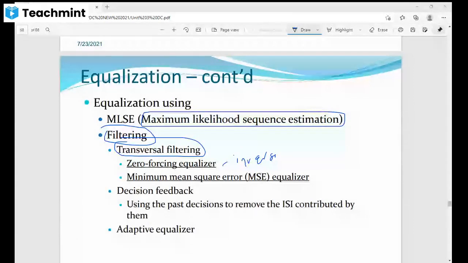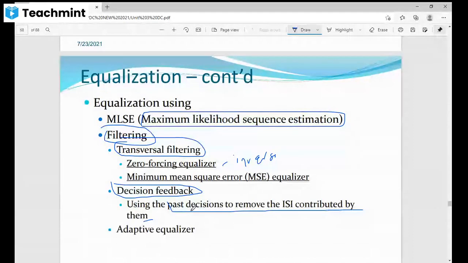Then the decision feedback equalizer. What does it do? It uses the past decisions to remove the ISI contributed by them. It is a linear equalizer that adds a filtered version of previous symbol estimates to the original filter output. That is, using the past decisions, the previous symbol estimates, to remove the ISI.